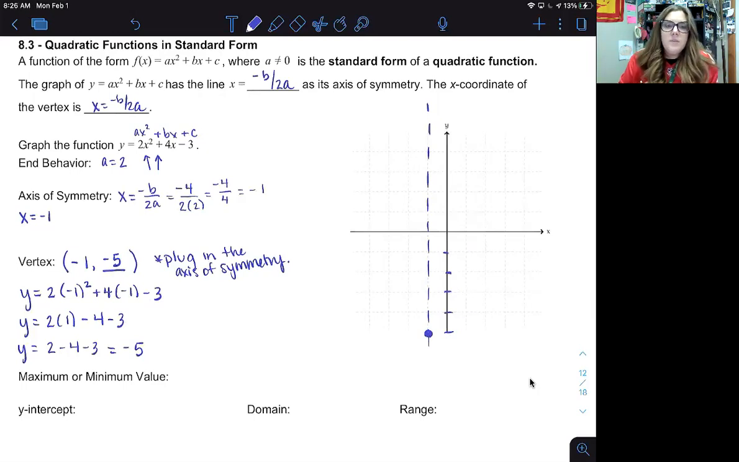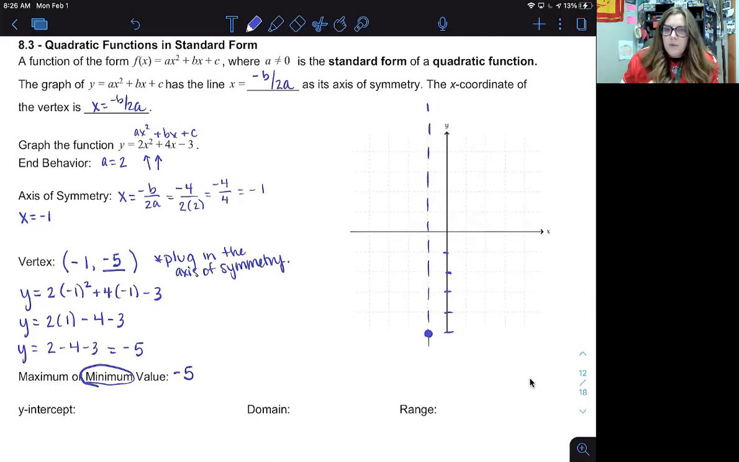All right, so since we know our end behavior is up, up, we know automatically we are going to have a minimum. And that minimum value is the same thing as the y value of our vertex. So I'm going to go ahead and write negative 5.